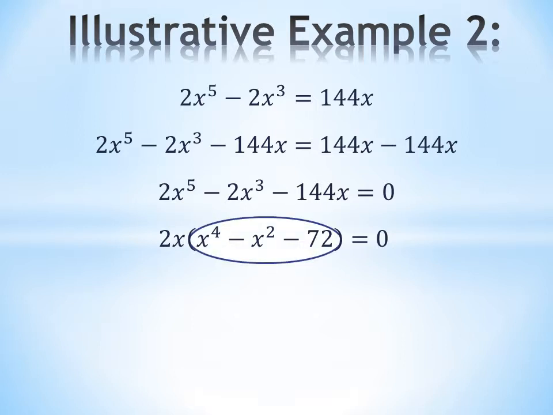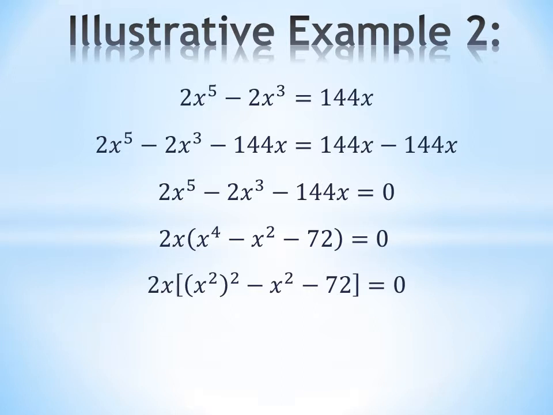Notice that x to the power of 4 minus x squared minus 72 is a quadratic equation in the form 2x times x squared to the power of 2 minus x squared minus 72 equals 0. Factoring x squared to the power of 2 minus x squared minus 72, we now have 2x times x squared plus 8 times x squared minus 9 equals 0. Since we have factored completely our polynomial equation, we will now equate each factor to 0.